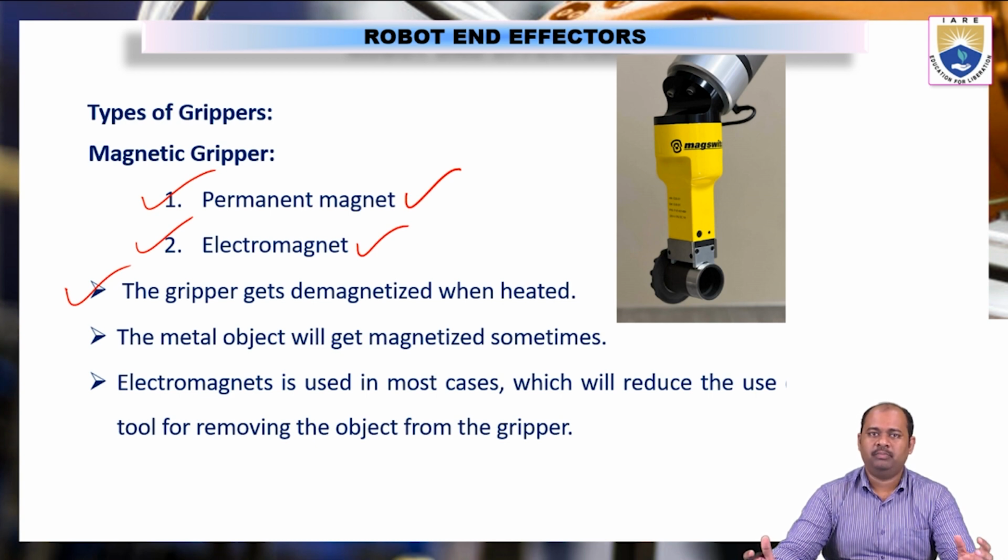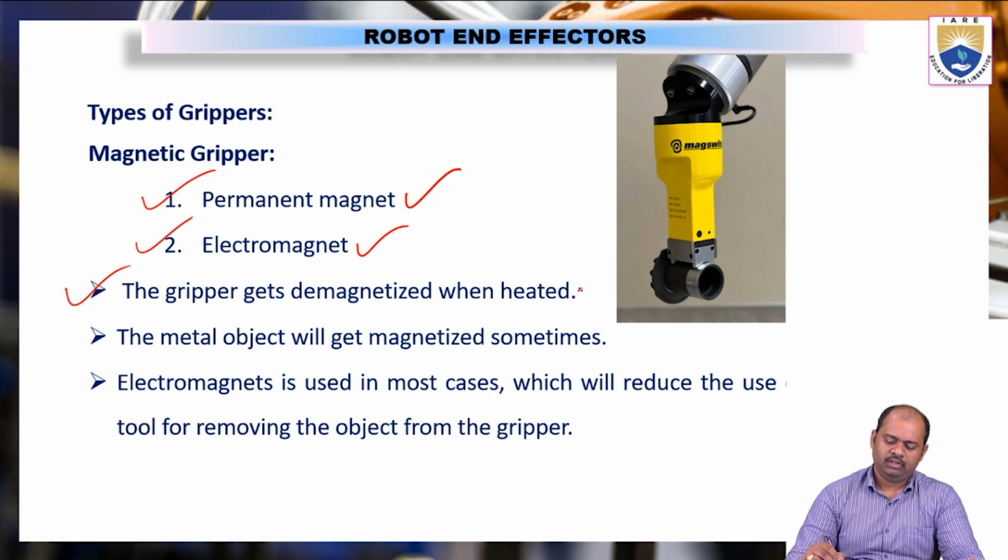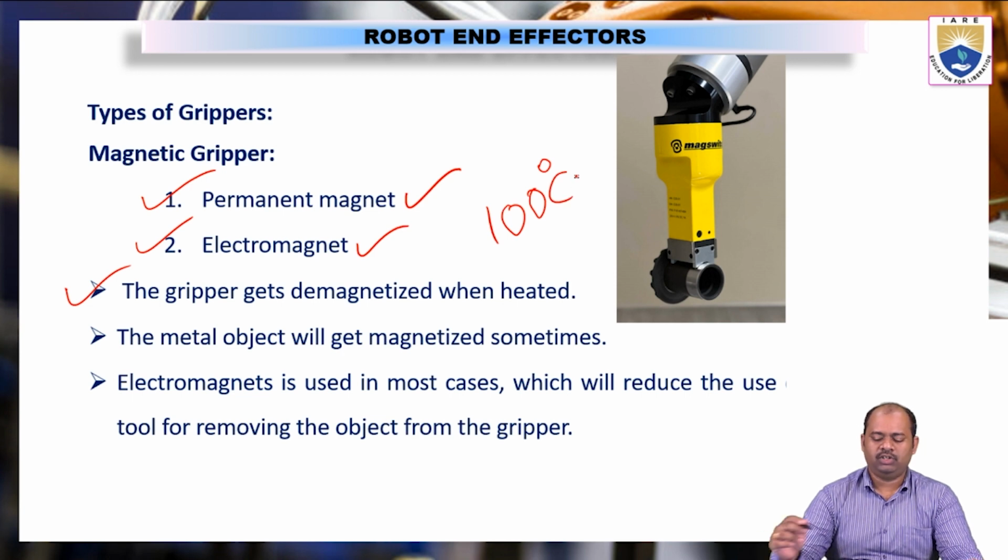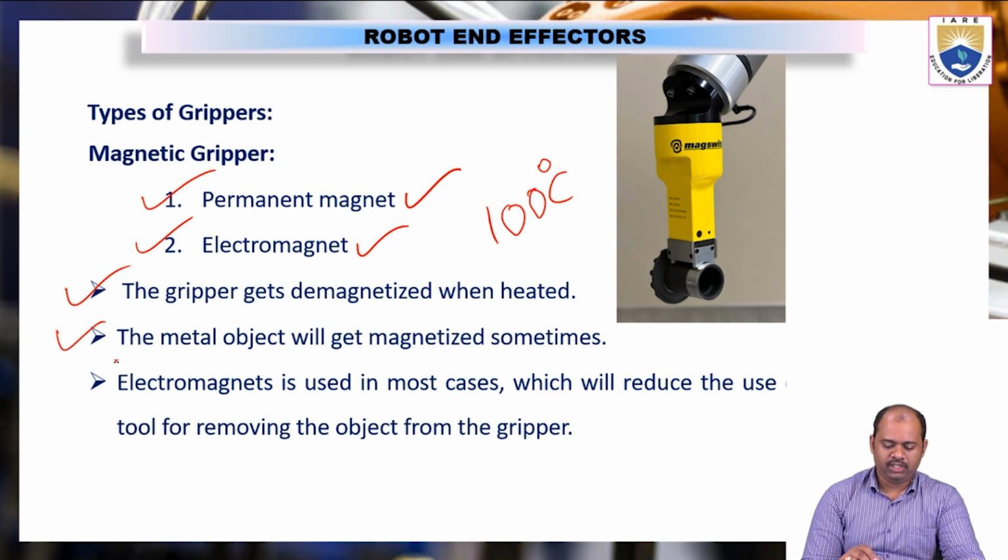As we are talking about permanent magnets, if the temperature is above 100 degrees centigrade, they will lose their magnetism. So that is why we have to use permanent magnets only when the surrounding environment temperature is below 100 degrees centigrade. If the temperature of the surroundings is above 100 degrees centigrade, we should not prefer using a permanent magnet.